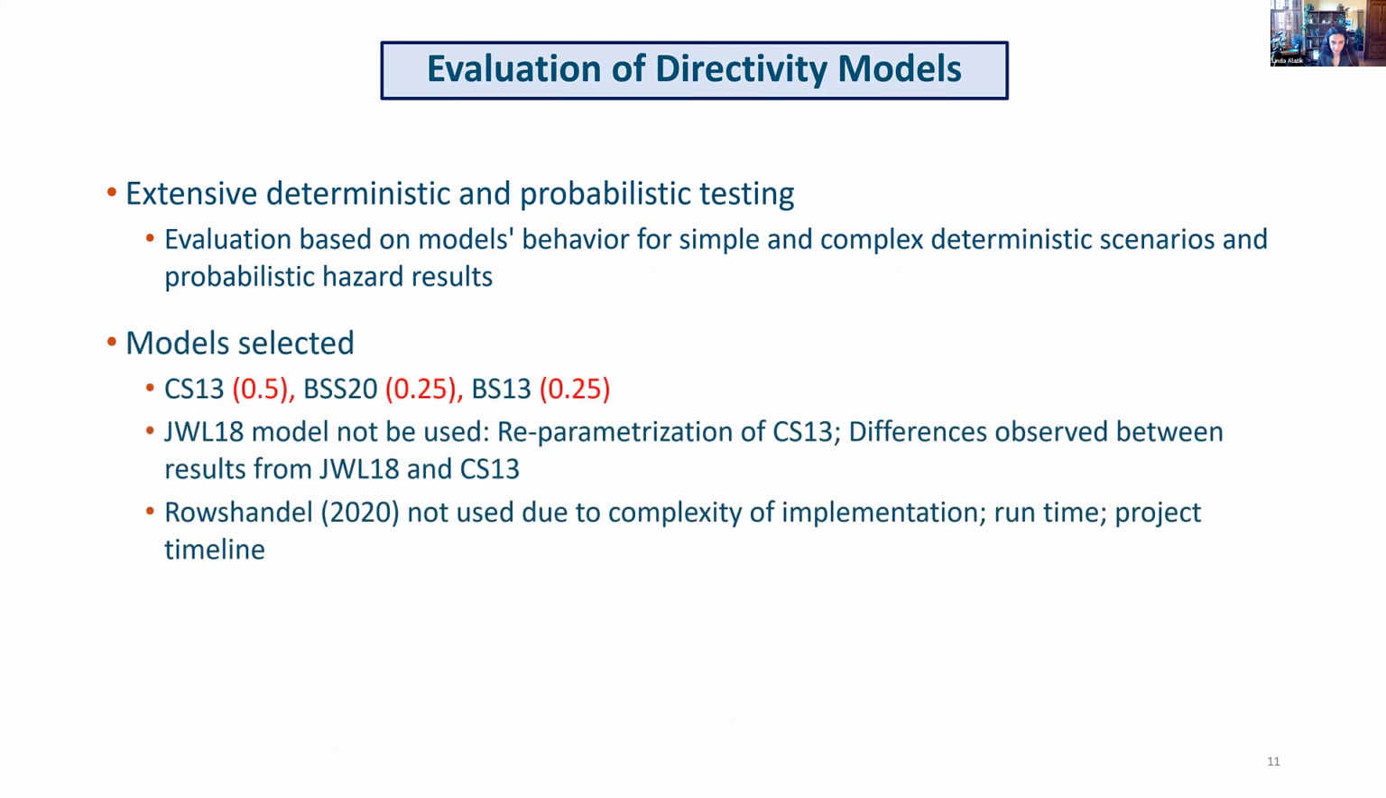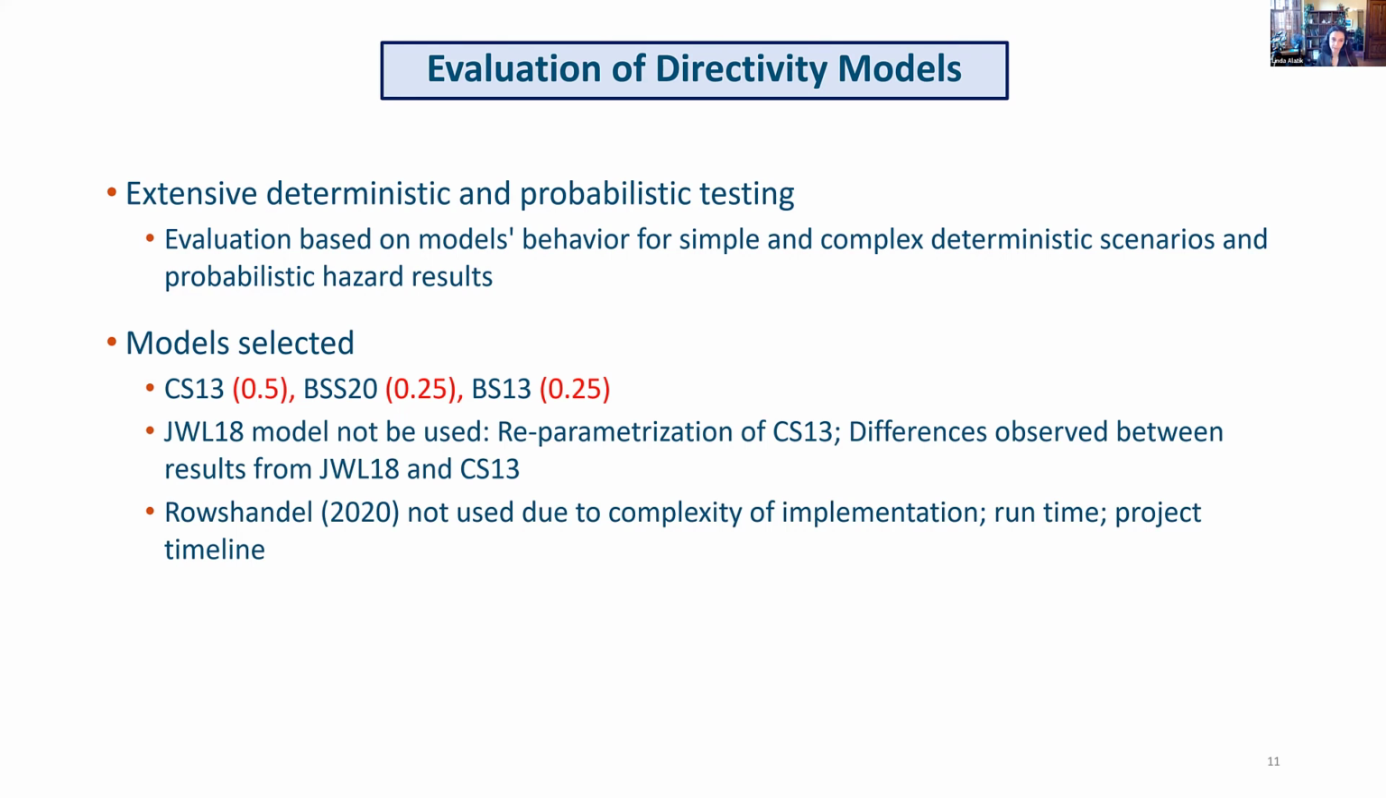Based on that, we have selected 3 models to use. The Chu and Spudich 2013 model has a weight of 0.5, and the 2 Bayless et al. models have a 25% weight each. We kept the original Bayless and Somerville model just because the new 2020 model was still very new at the time of our implementation. And we kept both old and new versions.